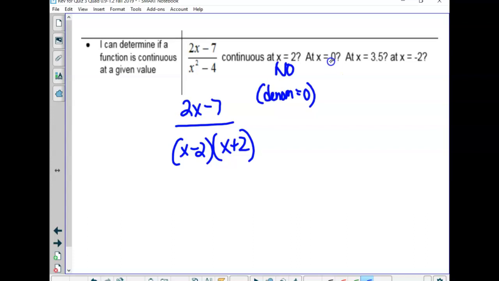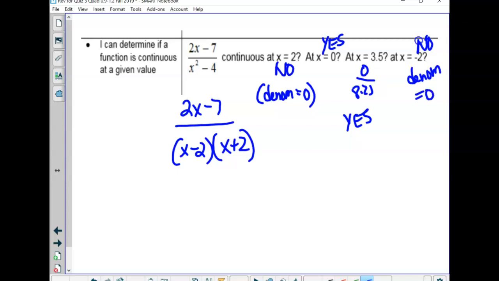Is it okay at 0? If I go back and put a 0 in here, I'd have -7 over -4, so yes. Is it okay at 3.5? If I put a 3.5 in, I actually get what? 0 over what? Okay. So is it okay to have a 0 on the top? Yes. It's continuous there. Is -2 going to work? No, because it makes the denominator 0.